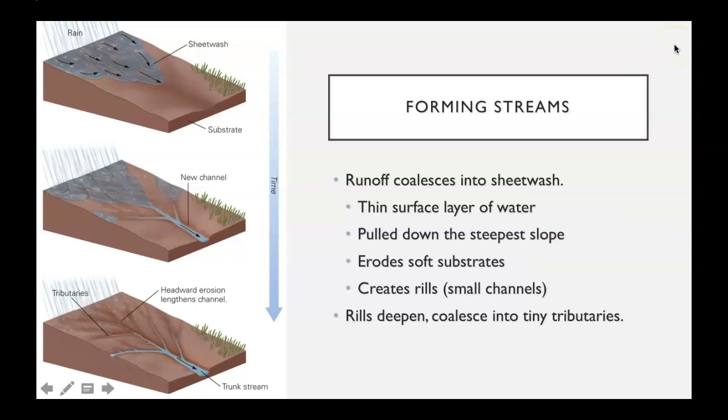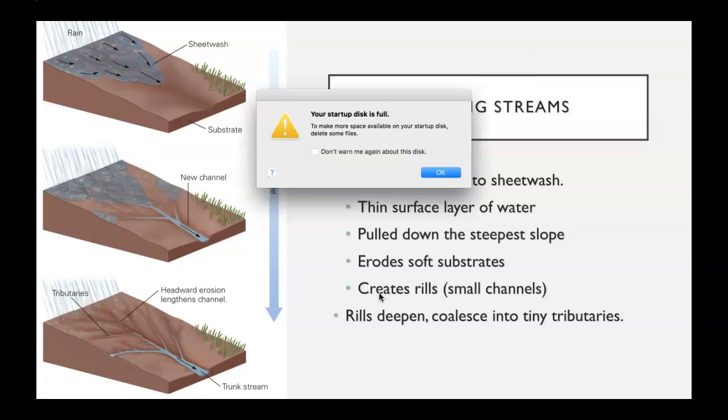In the image here, the sheet wash is going to hit the ground and run along the ground. Eventually, it can come together into a little channel. And these little channels, they're called rills. These small channels are rills. They can start to deepen, and they'll get a little bit more permanent over time.